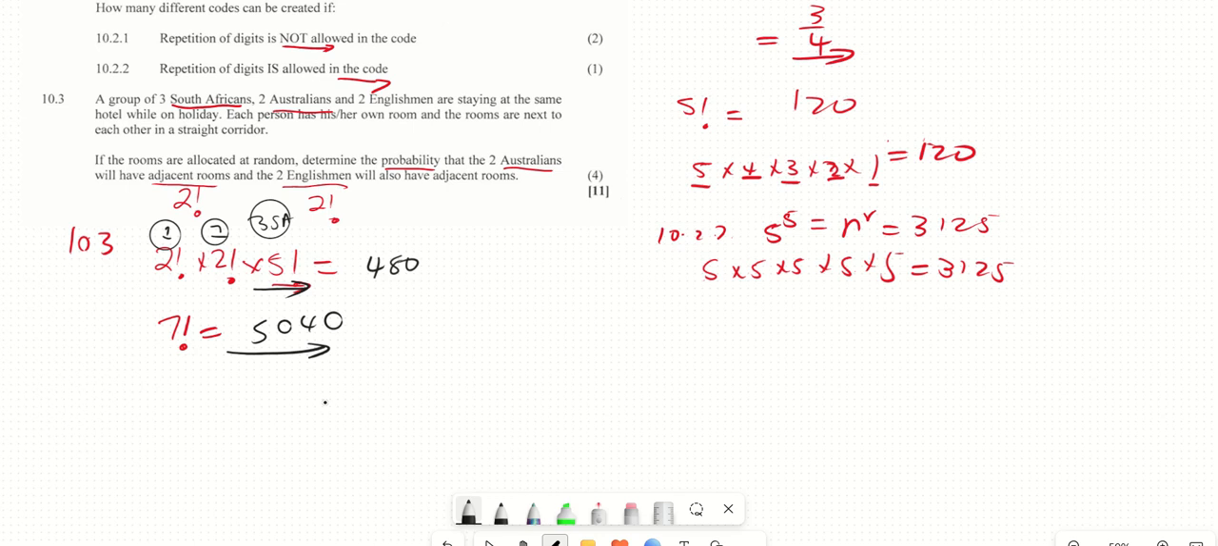So what we're going to deal with now for the probability is 480 divided by 5,040. Why? This is the total number of arrangements, regardless of who is where. But here is the arrangement where these are close to each other. What will be our probability of having them close to each other? That is 2 over 21.